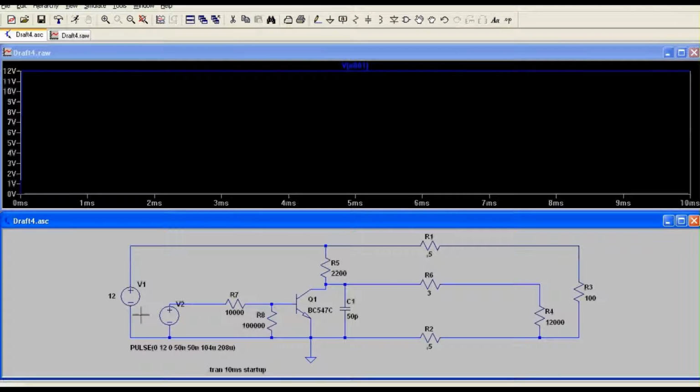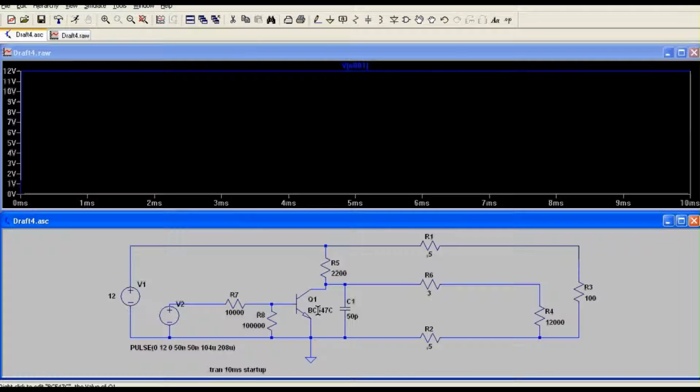I have over here a 12-volt supply supplying the circuit, and over here I've got another supply, but this is just instead of an oscillator. This is a square wave pulsing between 0 and 12 volts at the sort of rate that you'd expect for something like 9600 baud. That's feeding into a BC547 transistor.